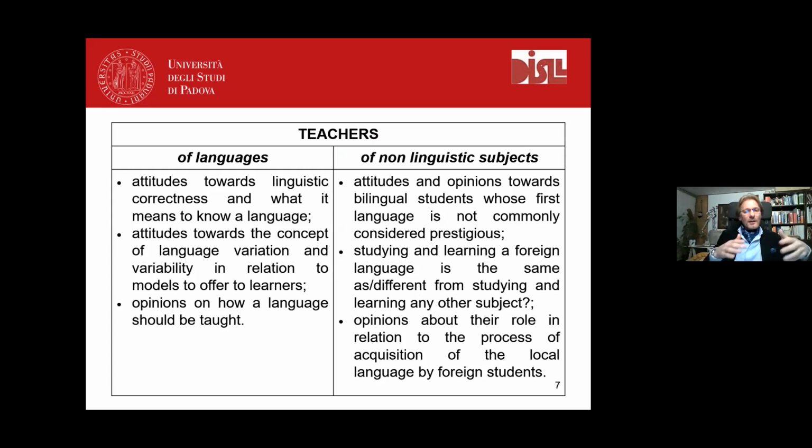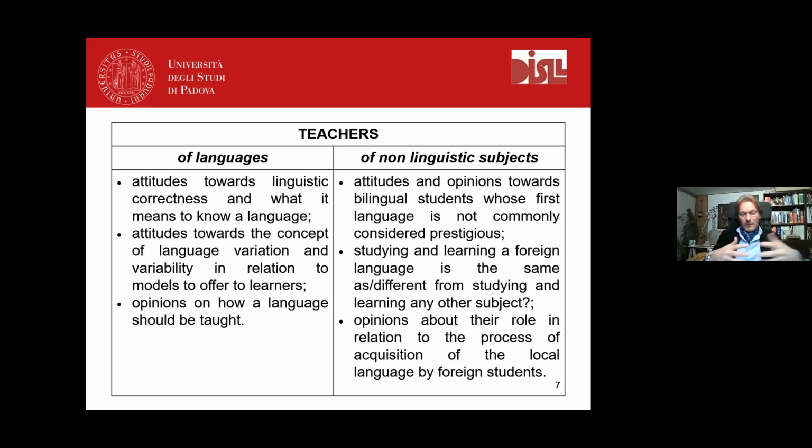The aspects you can focus on when you deal with teachers of languages are the attitudes they may have towards linguistic correctness and what it means to know a language, because a lot of things will depend on this. For example, whether they will teach grammar as their main point, or concentrate on communication.